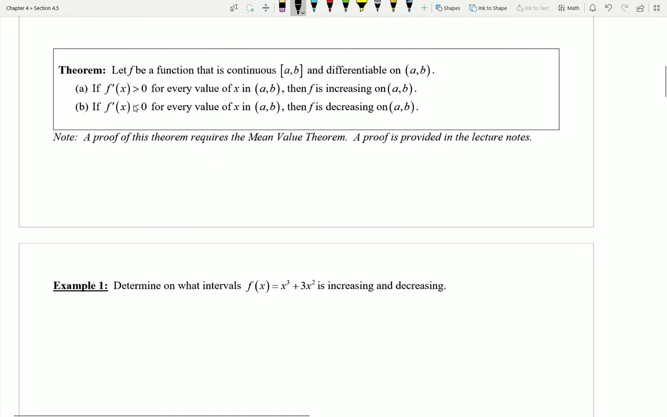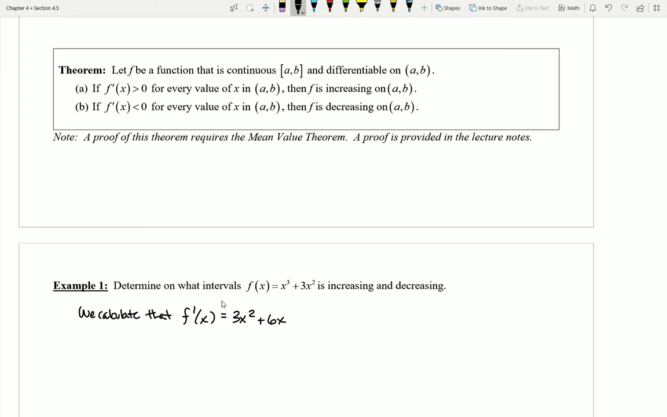So according to the above theorem, as long as my function is nice and continuous and differentiable, then I should be able to figure this out. And I do have, again, a nice continuous differentiable function here because it's a simple polynomial. Now, if I want to determine where it's increasing and decreasing, I have to look at the derivative. So let's start by calculating that derivative. So I'll state here that f prime of x is equal to 3x squared plus 6x.